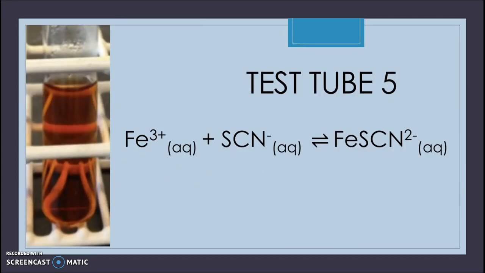In the last 2 test tubes, we changed the temperature. In the 5th test tube, we increased the temperature. The forward reaction is an exothermic reaction, and then the reverse reaction must be endothermic. An exothermic reaction releases heat, while an endothermic reaction consumes heat. So when we increase the temperature, there will then be a shift to the left, because the endothermic reaction would even out the change in temperature.